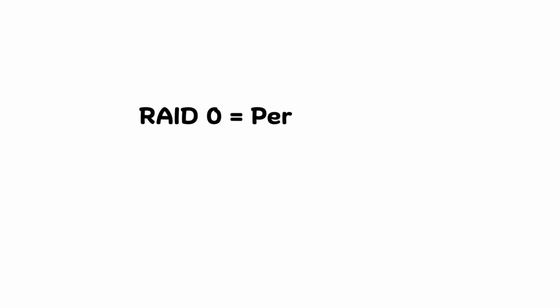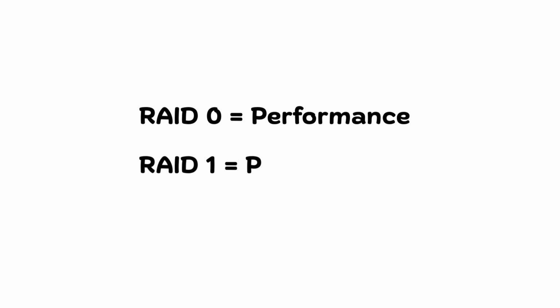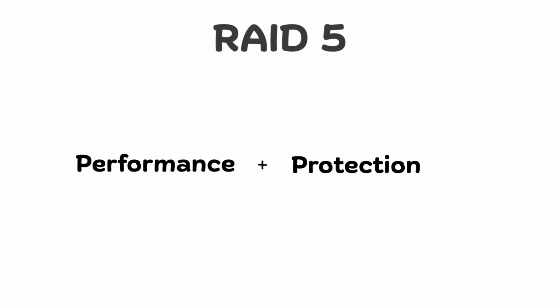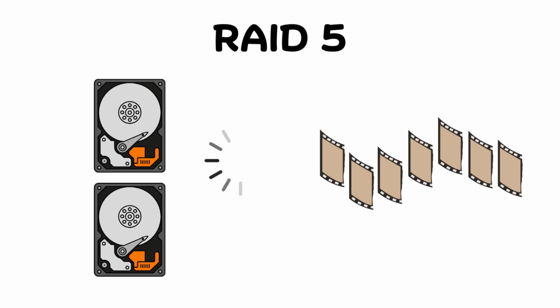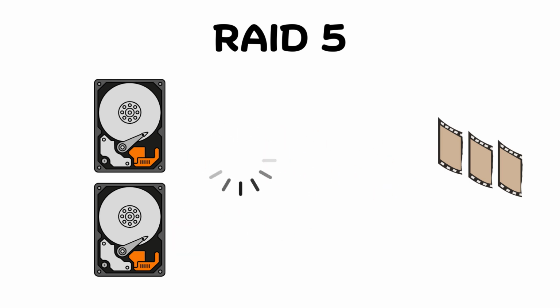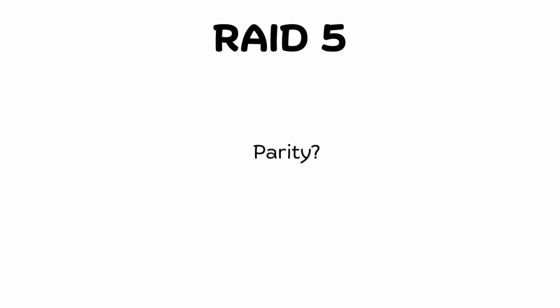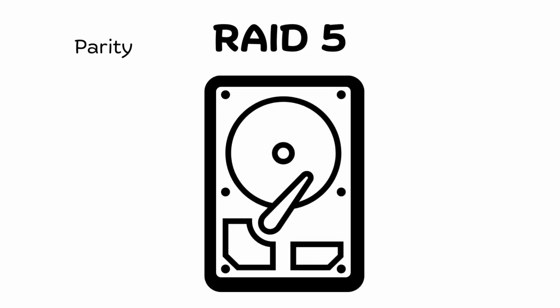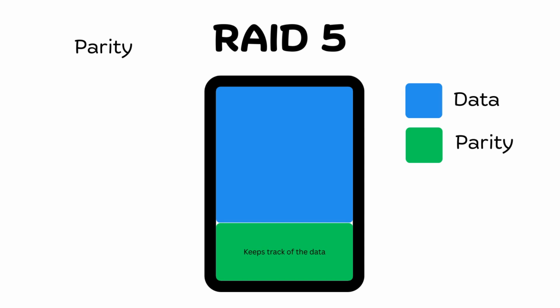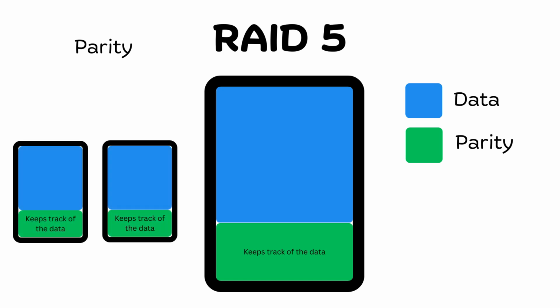RAID 0 focuses on performance. RAID 1 focuses on protection. RAID 5 is when those two ideas come together. Like RAID 0, it uses striping to improve speed. But instead of using mirroring to protect your data, it adds something called parity to protect your data. Parity is extra information that allows the system to rebuild data if one drive fails. Instead of storing parity on one disk, RAID 5 spreads it across all drives in the array.